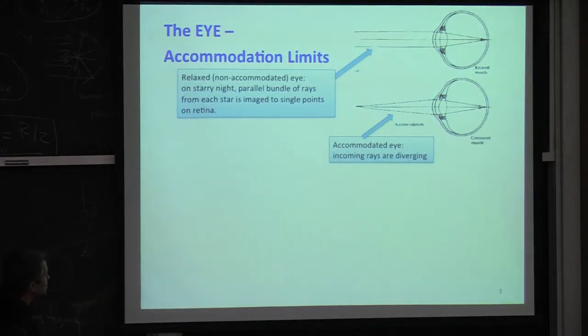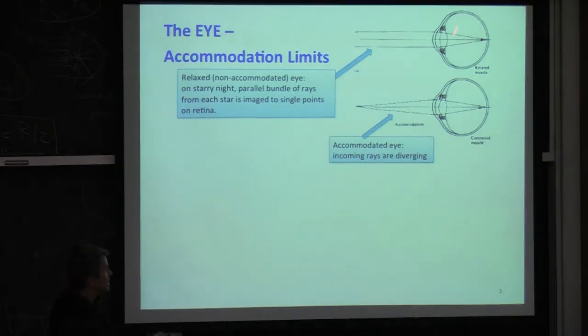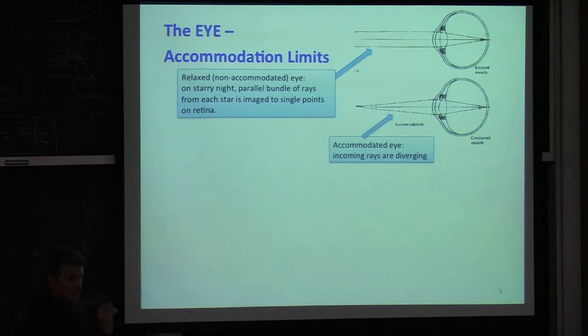Okay, so accommodation. Here's some ray trajectories for the eye. If we have a normal eye and we're looking at starlight, which is parallel rays coming in, they should image with the eye completely relaxed, perfectly at the back of the retina. So there's the ray trajectory for that. That should be very clear, I hope, to all of you.